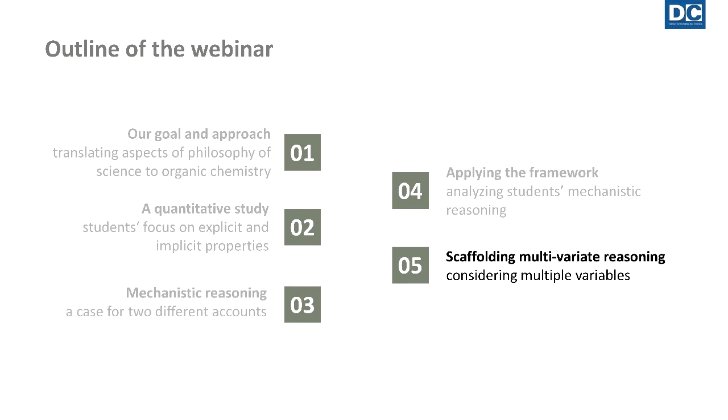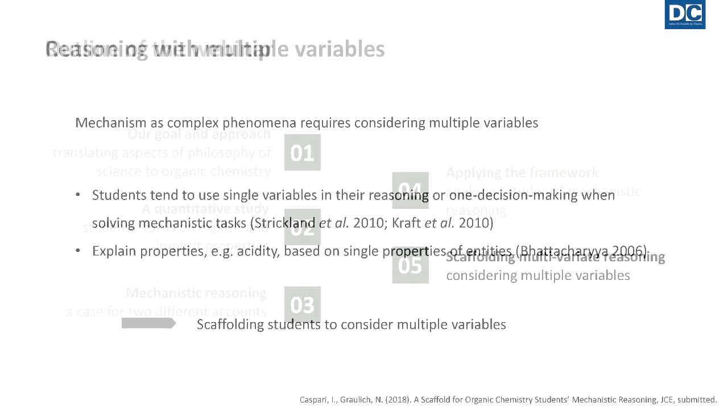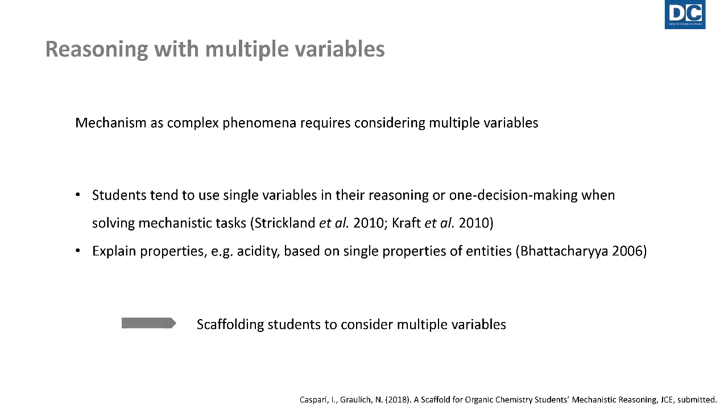And when we think of multiple variables, some of you might remember the work that Bhattacharya has done a couple of years ago on investigating how students solve mechanistic tasks, and he demonstrated that students often tend to use single variables in their reasoning, although there might be multiple variables present that they can incorporate in their decision making. Or they explain properties, for example, the acidity of molecules, based on a single property of an entity and do not consider multiple aspects. So this was the idea of how we can scaffold students to consider multiple variables that are present in a task.